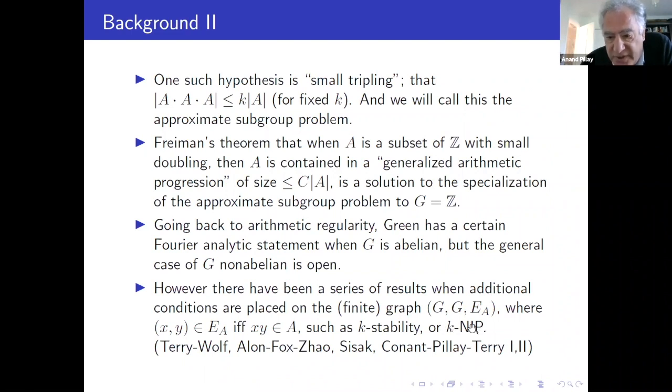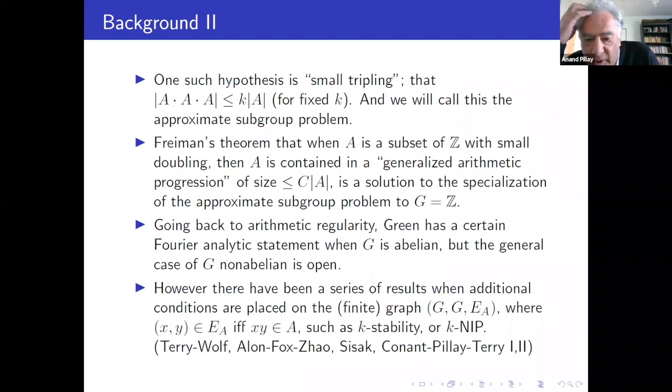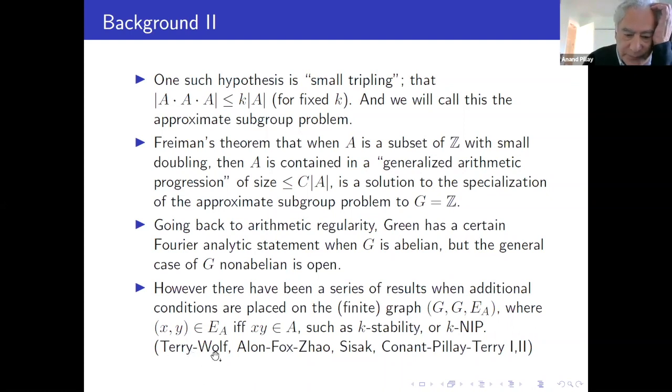This is a VC, Vapnik-Chervonenkis dimension condition, k-stability. I'm not going to talk about it, but I will discuss it. And this k-NIP essentially means it's more or less omitting a given finite graph as an induced subgraph, right? And so these started with Terry and Wolf, who dealt with the k-stability case and F_p^n, then Alon, Fox, Zhao, Sisask, and Conant, Pillay, Terry 1 and 2, two papers we wrote, one on the stable case, one on the NIP case.